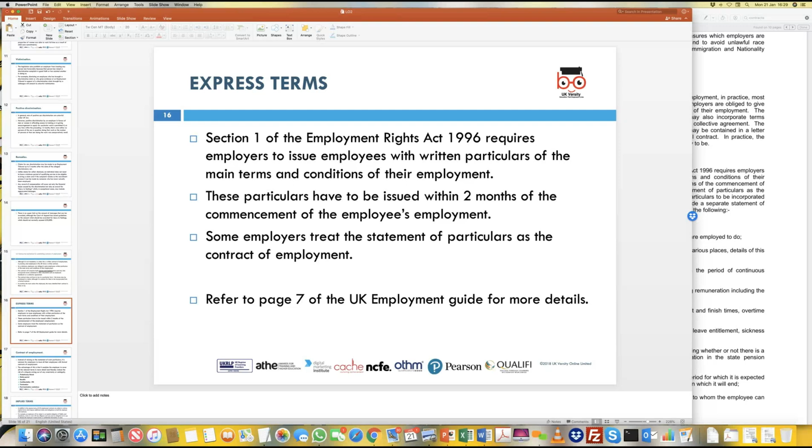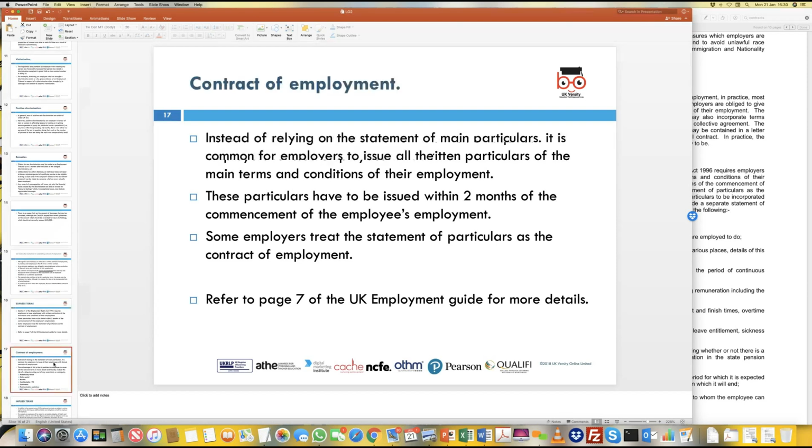Now, some employers are required to do this when you have written contracts, because this is now part of UK employment legislation, and it is covered under the Employment Rights Act 1996. Is that okay? Yes, please.